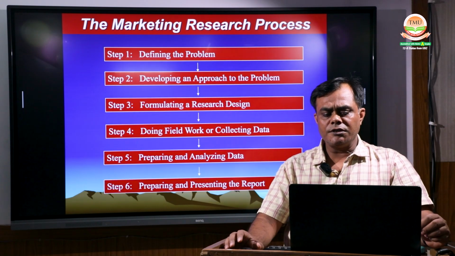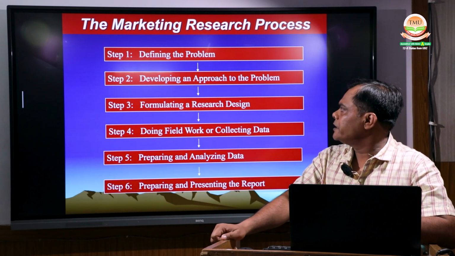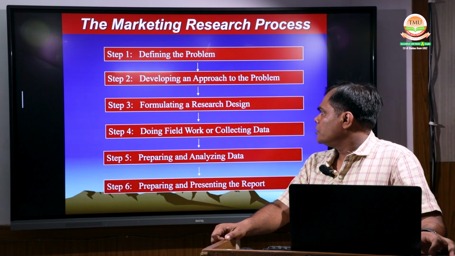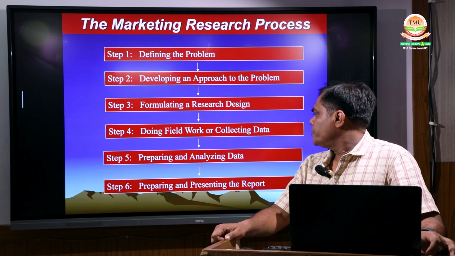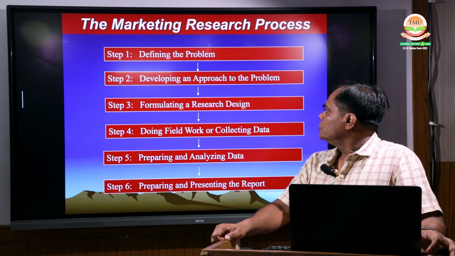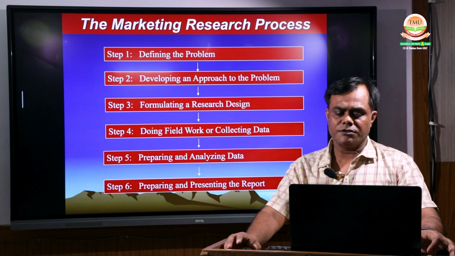So these are the steps we already go through in a research: defining the problem, developing appropriate approaches to the problem, formulating the research design, doing field work or collecting the data, preparing and analyzing data, and preparing and presenting the report. So we are in the third step, the formulating of the research design.